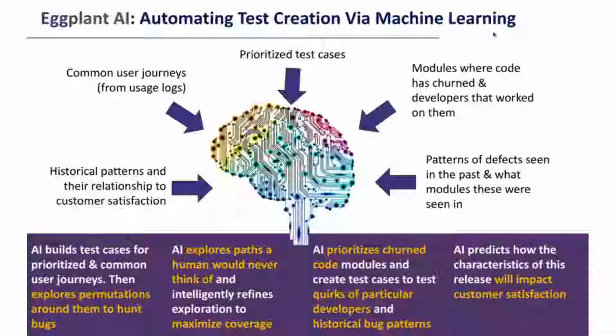Now, what our AI product does is it makes sure you test the common use cases and the prioritized test cases and the common user journeys, but also it explores permutations you haven't thought of around those. And the idea is most test automation doesn't find bugs. It just automates regressions, repeating the finding of bugs that manual testers, for example, have already found. This product actually finds bugs.